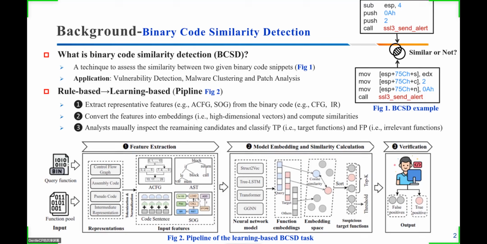BCSD approaches have evolved from rule-based to learning-based methods. Their pipeline begins by extracting features from binary code and then converts these features into embeddings through the neural network model. Next, the similarities between the query function and the candidate functions are computed for ranking. Finally, analysts will manually review the remaining candidates to identify the target function.